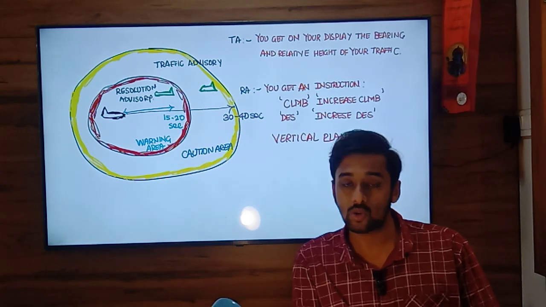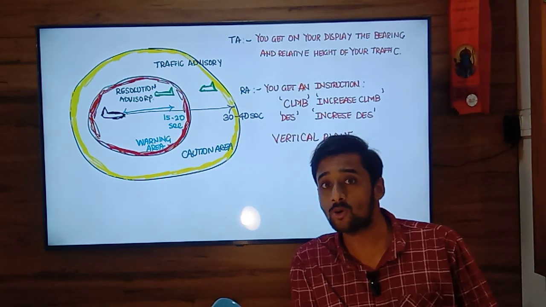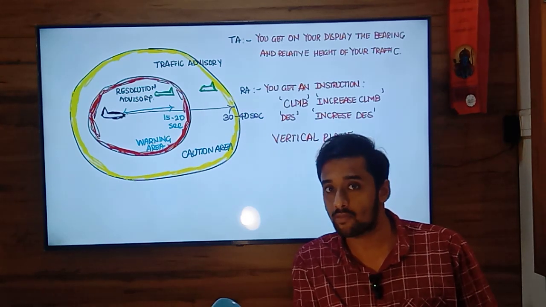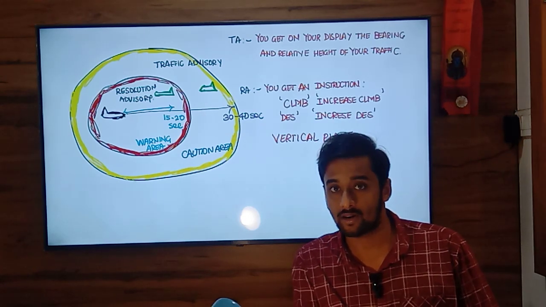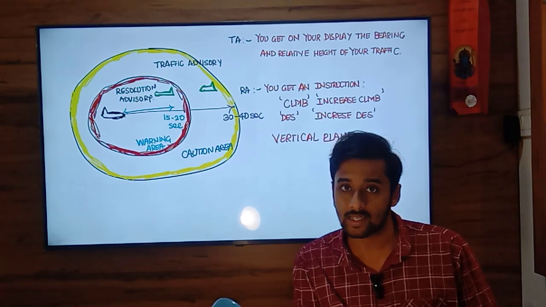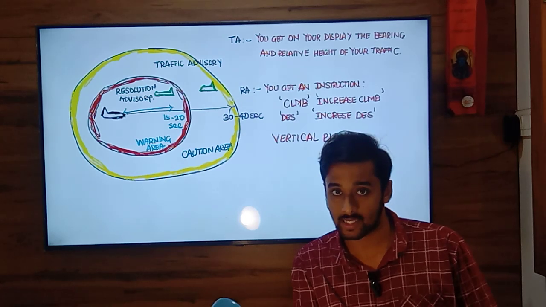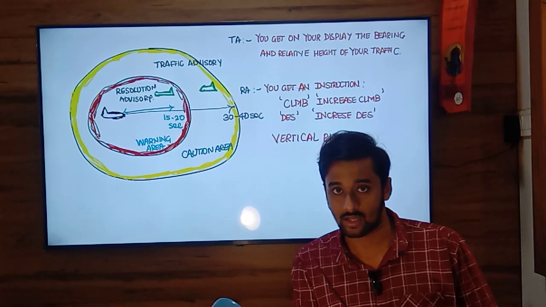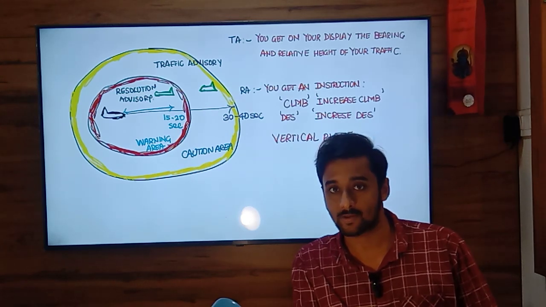So these are the two outputs given by TCAS system. First, traffic advisory and information. Next is resolution advisory, which you have to follow. When you get a resolution advisory, you have to follow that resolution advisory, and you have to divert from ATC instruction. In that particular case, that is an exception.